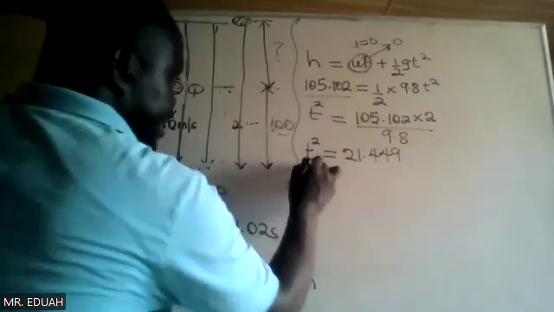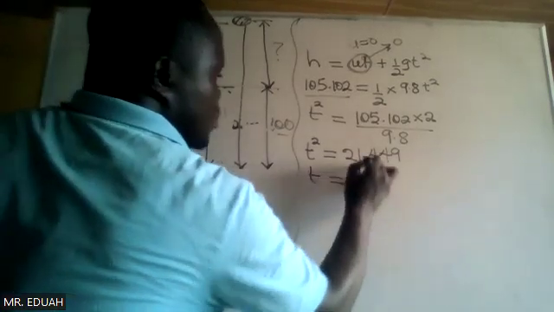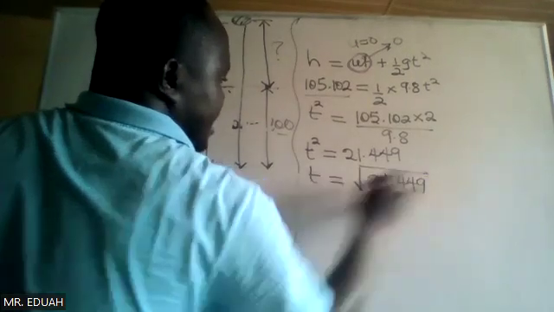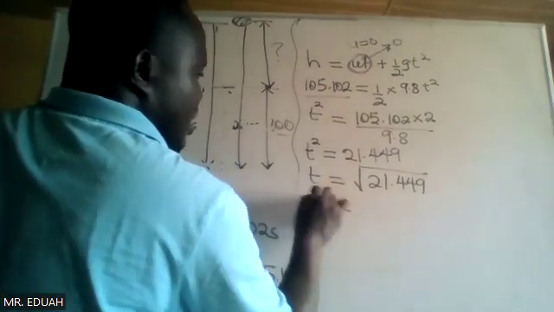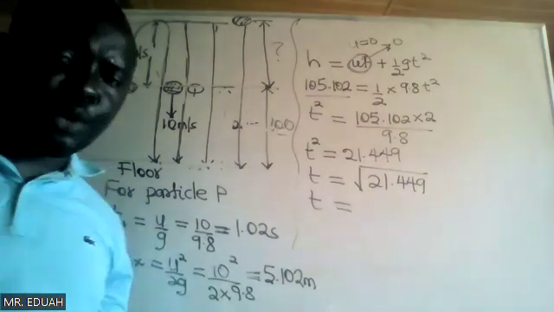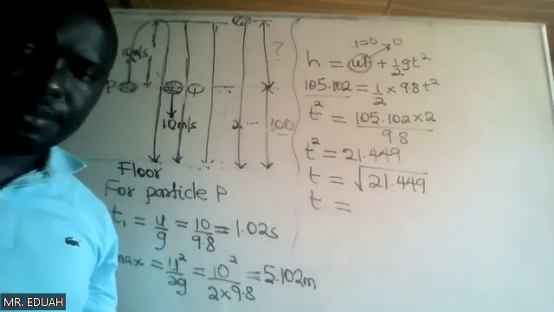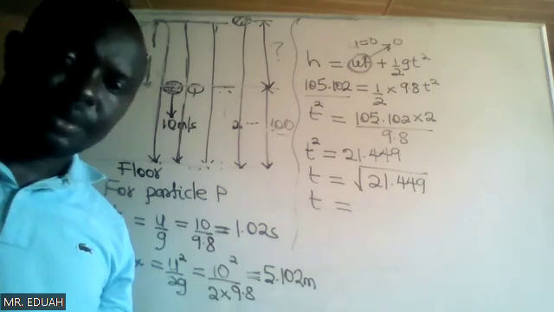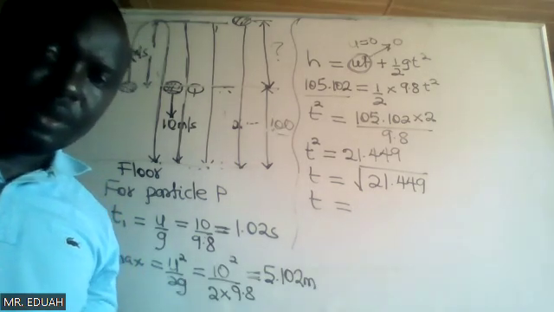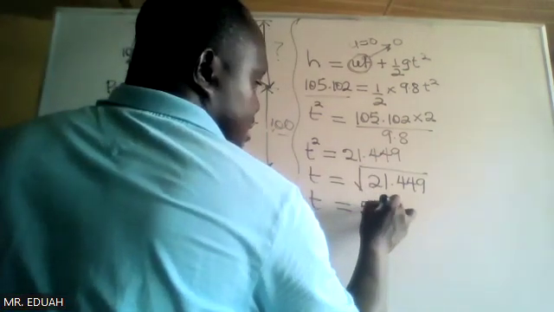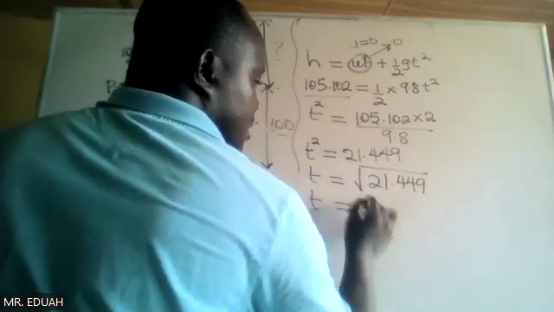So t is equal to the square root of 21.449. What's the square root of 21.449? It is 4.631.